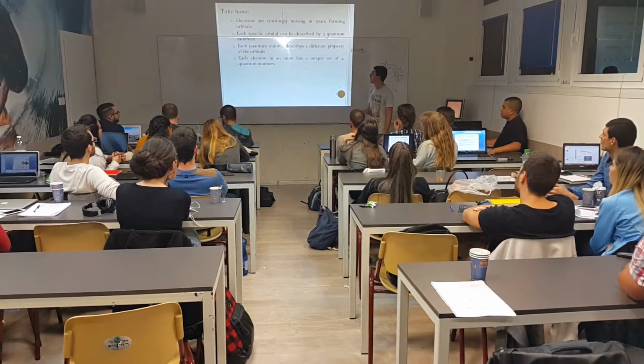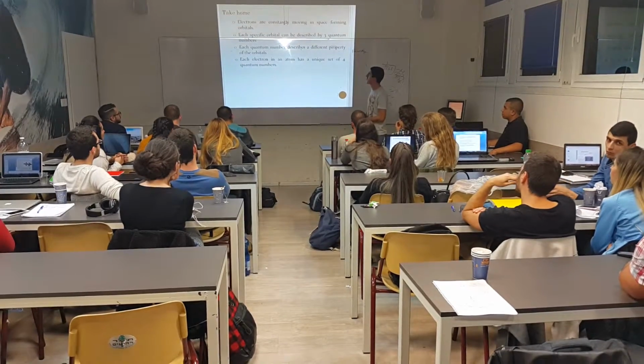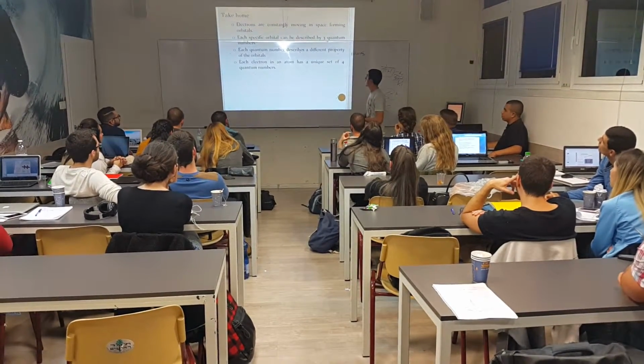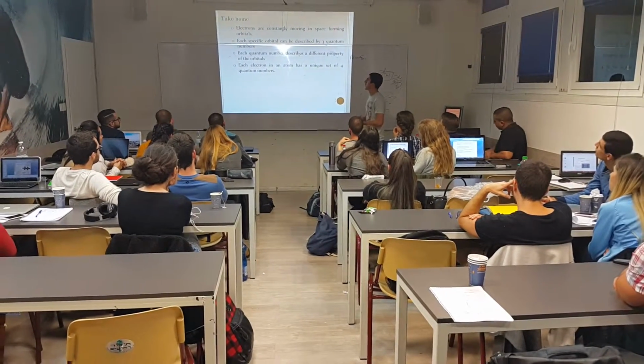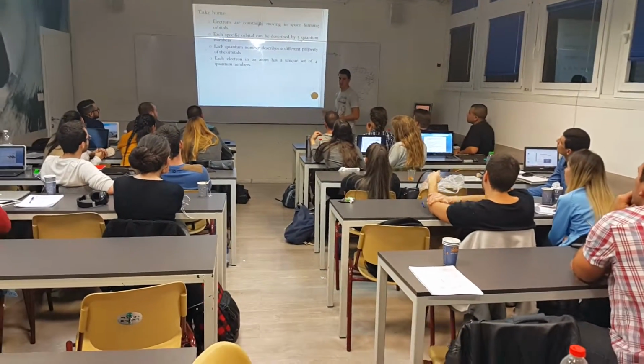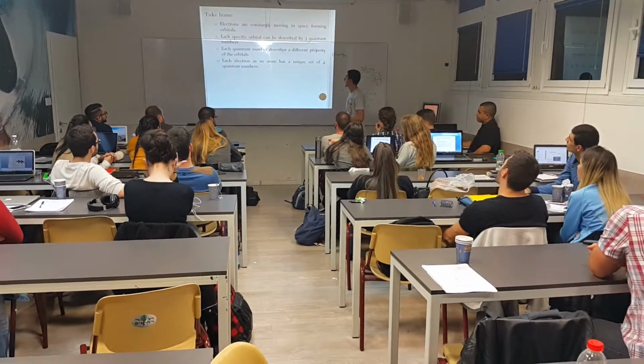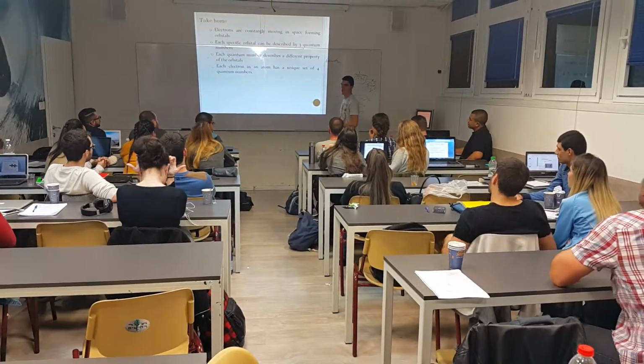Okay, take home: electrons are moving in space, forming orbitals. They are not static. Each specific orbital can be described by 3 quantum numbers. Each quantum number describes a different property of the set. And as we said, each electron in an atom has a unique set of 4 quantum numbers.